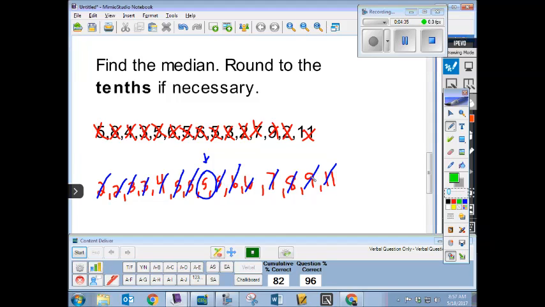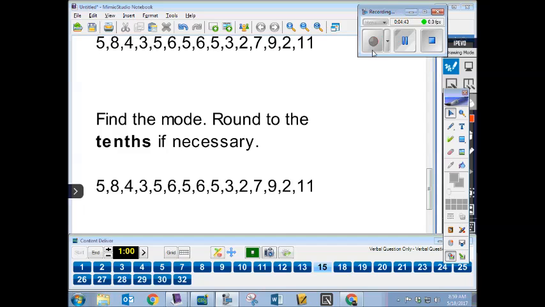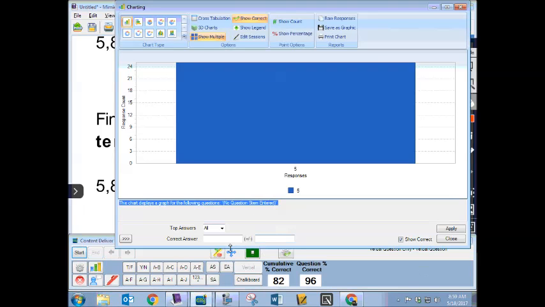1, 2, 3, 4, 5, 6, 7. So we're good. We know that middle is there. That number is directly in the middle. Okay. Now you are being asked to find the mode. Remember, the mode is going to be the most occurring number.